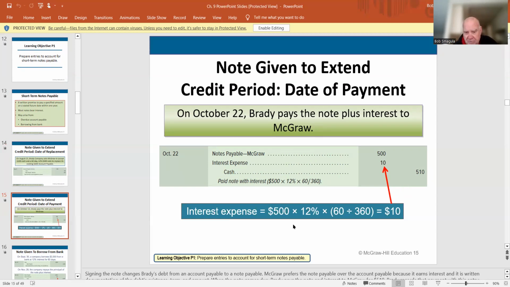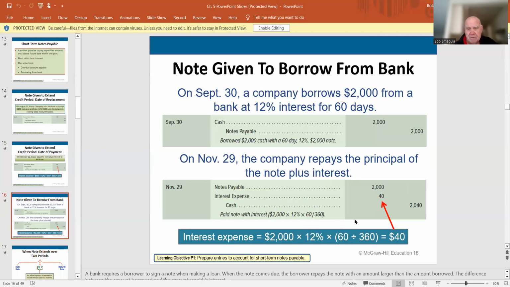Note the calculation of the interest. When you see $500 times 12%, that is 12% per year. So you have to prorate it into 2 months. 500 times 12%, that's $60. Divide that by a year. They're using 360 for convenience here, $10.